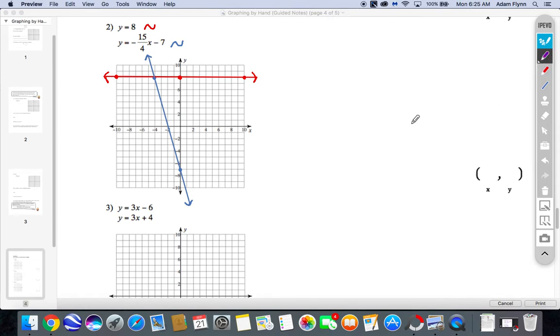So now let's take a look at the point where they cross. Looks like right here, so that is to the left 4, so it's going to be negative 4, and up 8. Okay? So the point that satisfies both of these equations is going to be the point negative 4, 8. On to the next example.